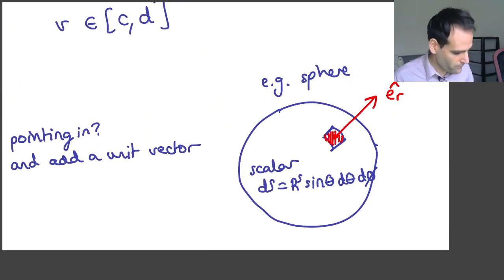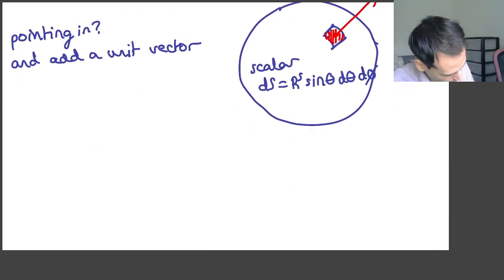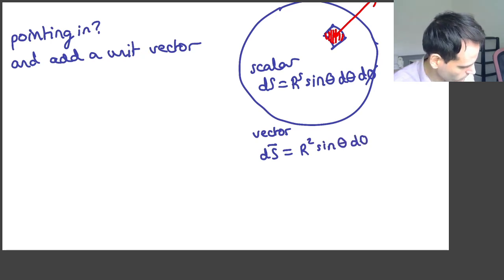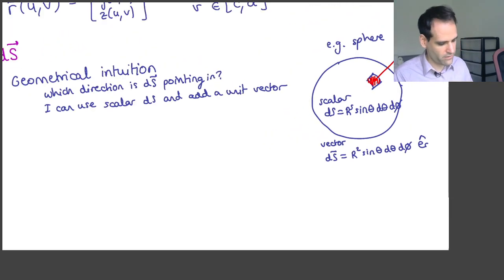Okay, so therefore the vector dS will just be given by the same equation as the scalar dS, but with an er hat vector at the end. So this is an example of using geometrical intuition.